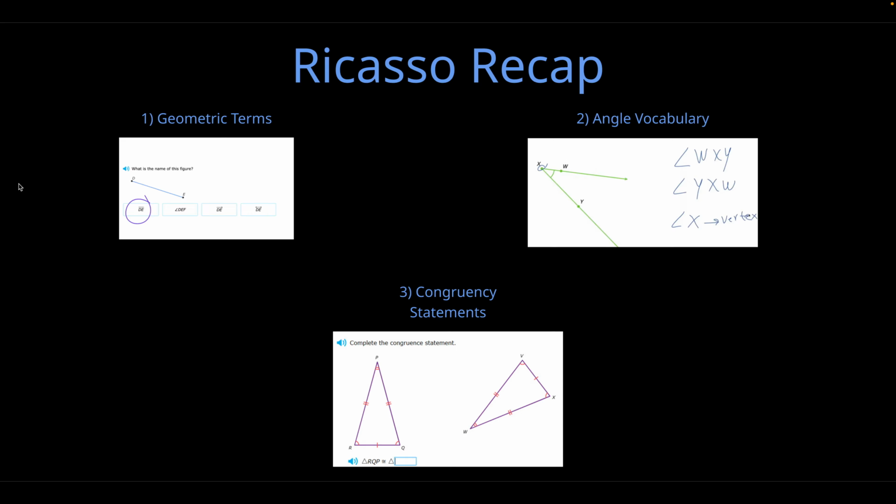Okay, for your recap, you should already be familiar with geometric terms and how to label line segments. You should know angle vocabulary, how to name angles using notation. And lastly, you should be familiar with congruency statements. You should be able to look at those figures and know what the red lines mean in the corner and on the sides. If you want refreshers on any of these topics, I'll link videos in the description below. Please go watch those before you start this lesson. All right, new lesson starts now.